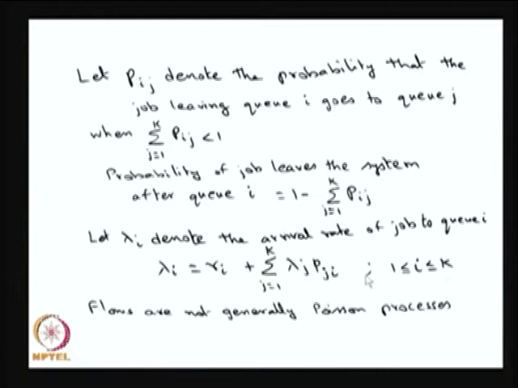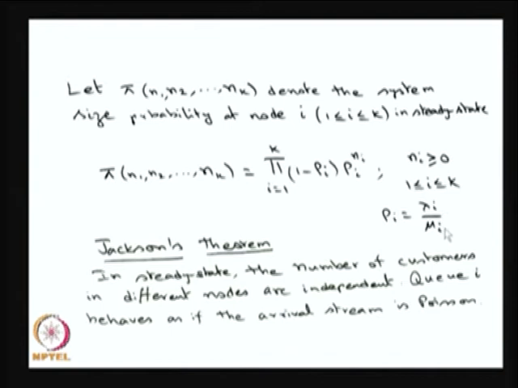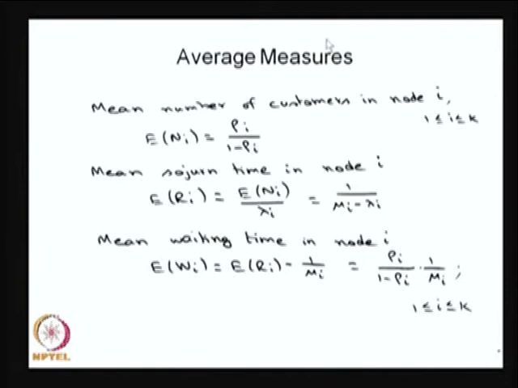So solve for lambda i from these k equations. Once you know the lambda i's, check whether lambda i divided by mu i is less than 1; then the stationary distribution exists. Using Jackson's theorem, the stationary distribution is of product form, assuming that each queue behaves as an M/M/1 queue. So for any general k queues, not a tandem queue, an open queuing network with feedback, you can get the average measures also. The way we calculated for the two-queue or tandem queue model, the same logic can be used for open queuing networks with feedback.